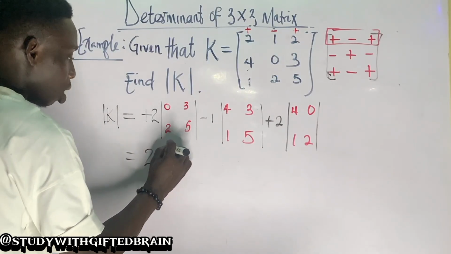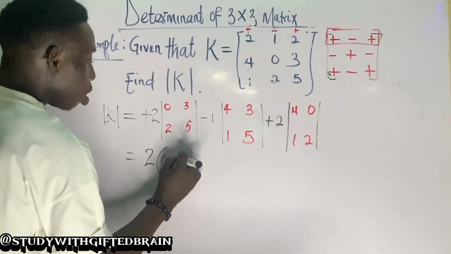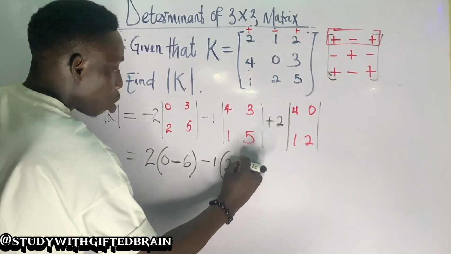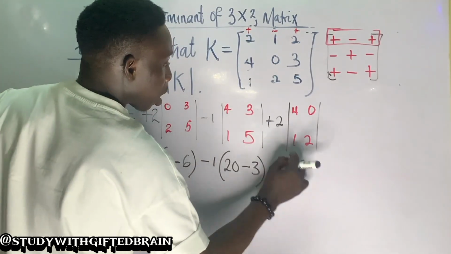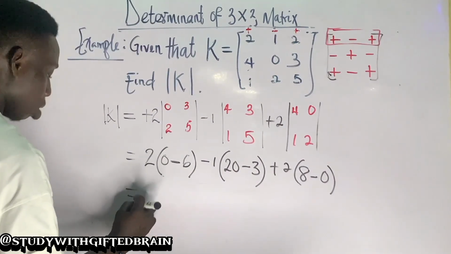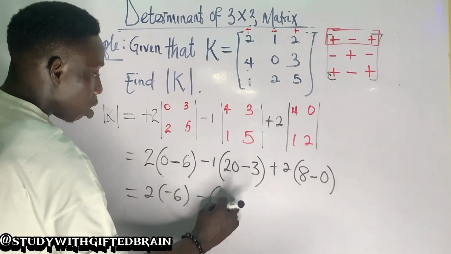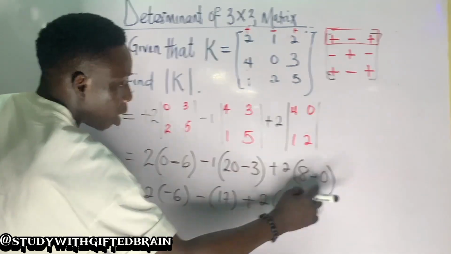You still remember how we do this. So this will become 0 times 5, that's 0, minus 2 times 3, that's 6. So minus 1, open bracket, 4 times 5, that's 20, minus 1 times 3, that's minus 3. Then plus 2, open bracket, 4 times 2 is 8, minus 1 times 0, minus 0. So this one is 2 into bracket, 0 minus 6 is minus 6. Minus 1 into bracket, 20 minus 3 is 17. Plus 2 into bracket, 8 minus 0 is 8.